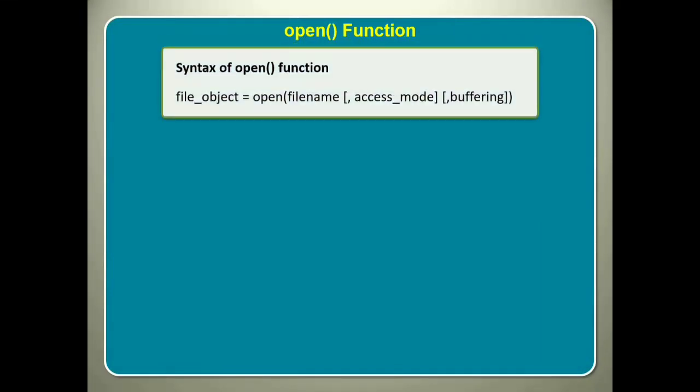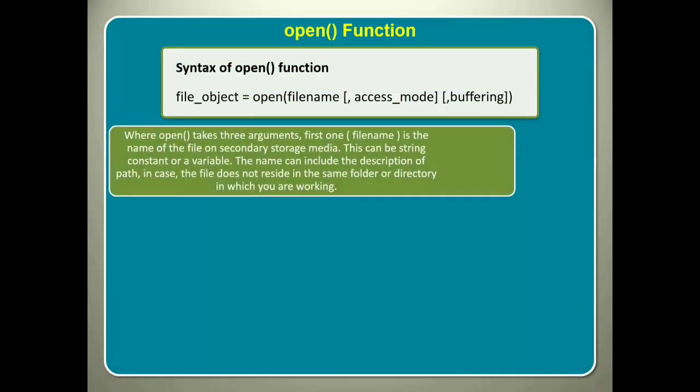The syntax of the open function is shown on the screen, where the open function takes 3 arguments. The first one, file name, is the name of the file on secondary storage media. This can be a string constant or a variable. The name can include the description of the path in case the file does not reside in the same folder or directory in which you are working.